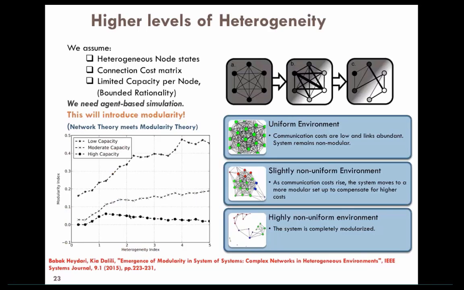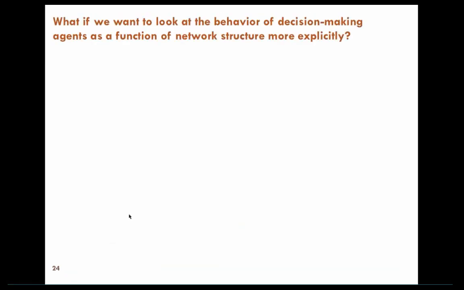For this general case, one interesting result that we observed was that the efficient structure tends to become modular. We have the narrative of the story in our paper listed below, but the assumption is that once you have three parameters, heterogeneity at the node level, the connection cost matrix, and also the bounded rationality of the nodes, you tend to go towards more modular structures, which basically is where network theory meets modularity theory. If you remember the ways to deal with interdependent decision networks, modularity theory was one, network theory is another, but they also meet here.